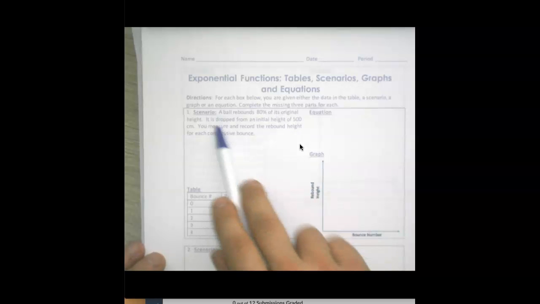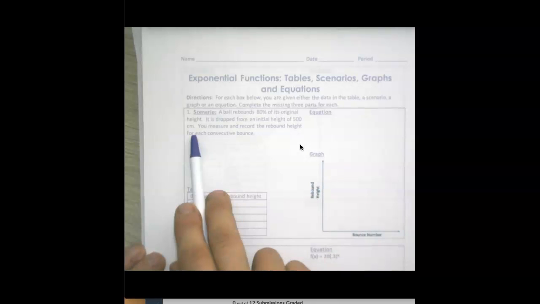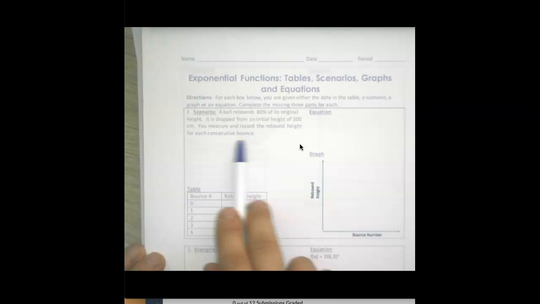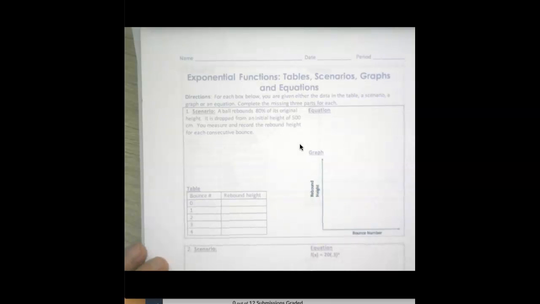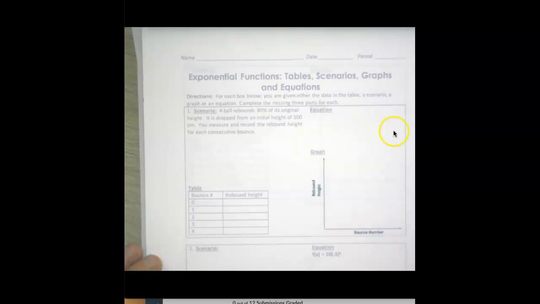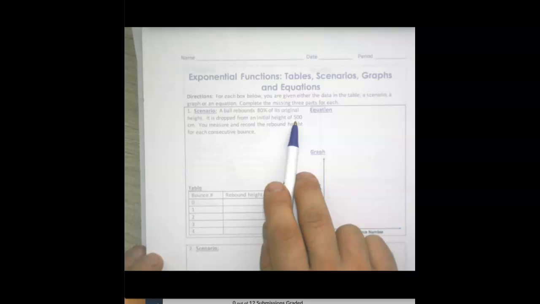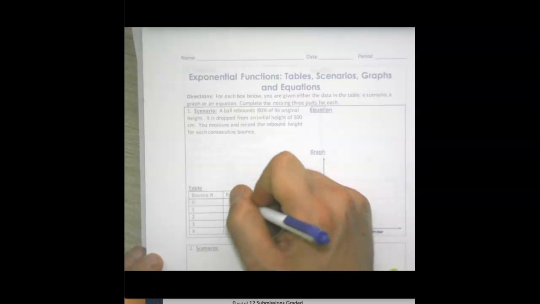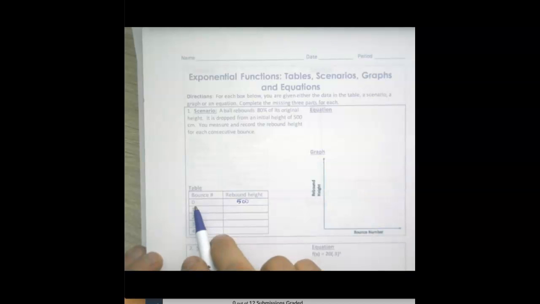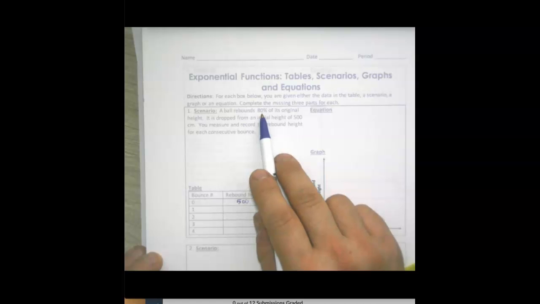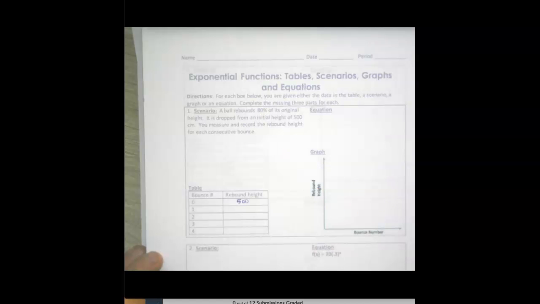So let's see. A ball rebounds 80% of its original height. It is dropped from an initial height of 500. You measure and record the rebound height for each consecutive bounce. You could do different things first here. I'm going to start with the fact that it's initially dropped from 500 feet. Your initial value is where the input is 0, so that's 500.